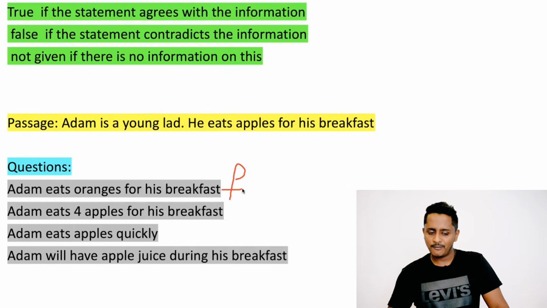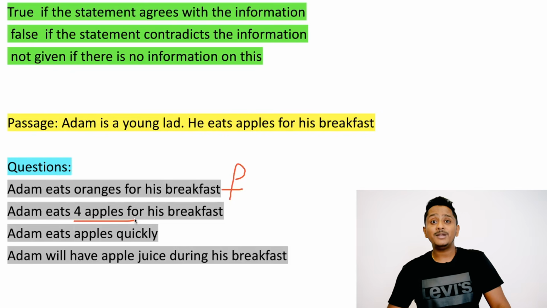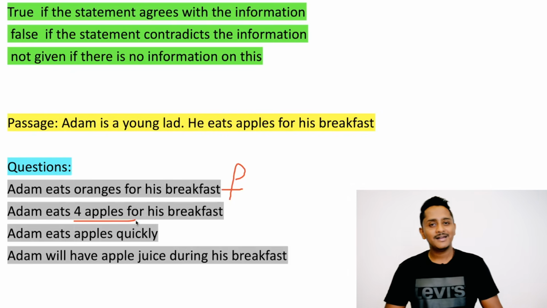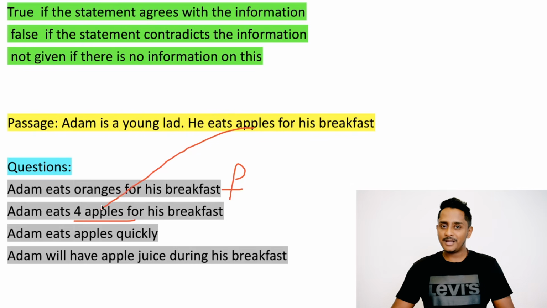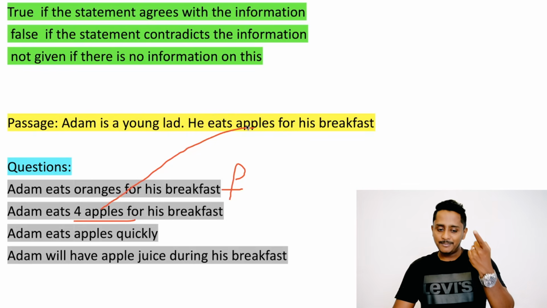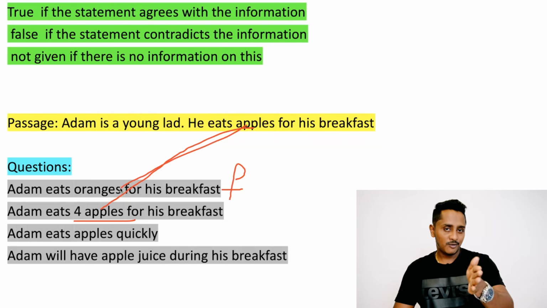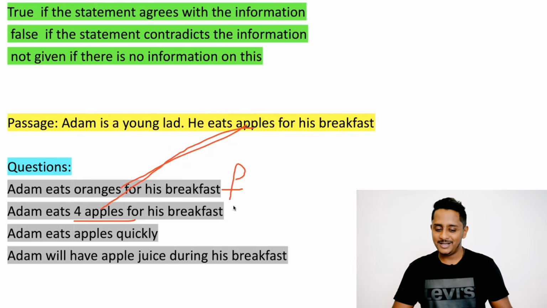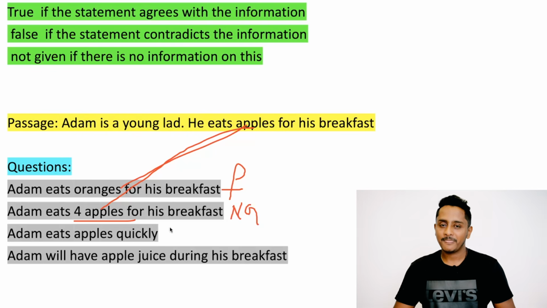This gonna be false. He eats 4 apples. How many apples? I don't have information. You see, he eats apples. Is it 4 apples? No, I don't know. It is not true. It is apples only, but how many apples? We don't know. It cannot be false. It is not true. It is not false. It has to be not given.